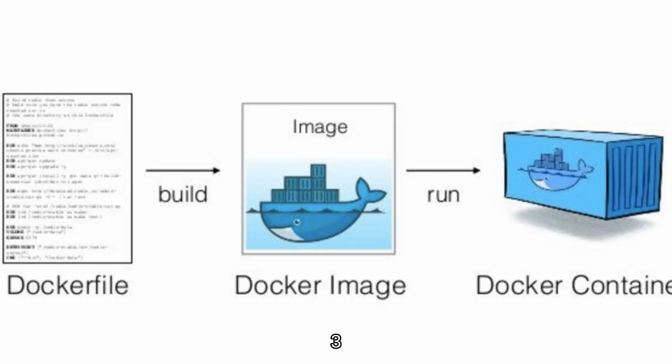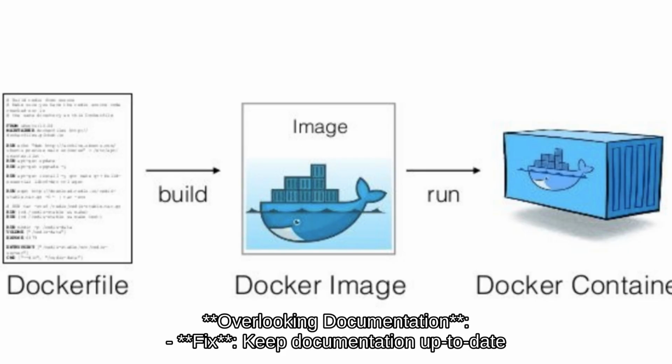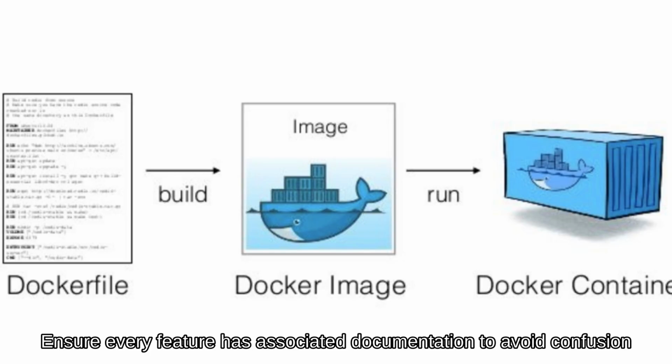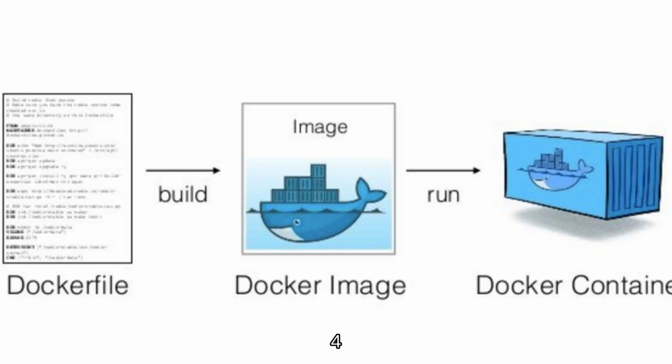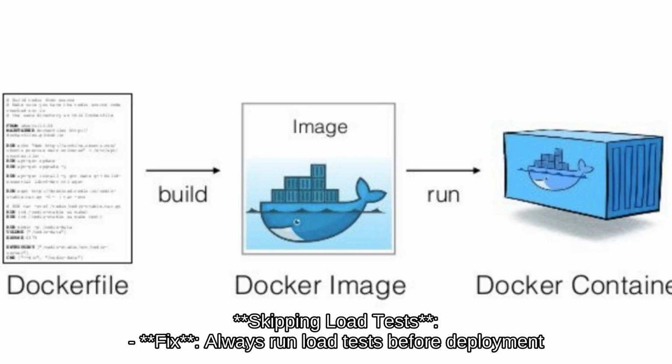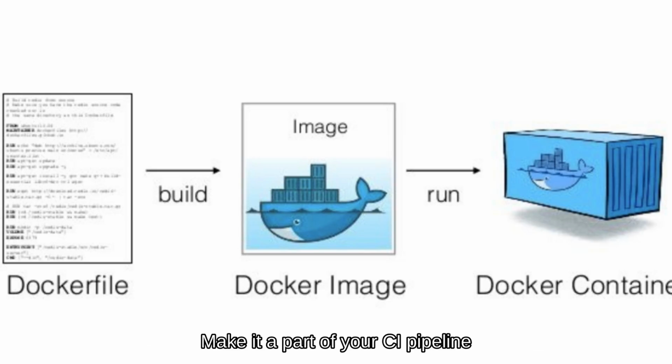Three: overlooking documentation. Fix: keep documentation up to date. Ensure every feature has associated documentation to avoid confusion. Four: skipping load tests. Fix: always run load tests before deployment. Make it a part of your CI pipeline.